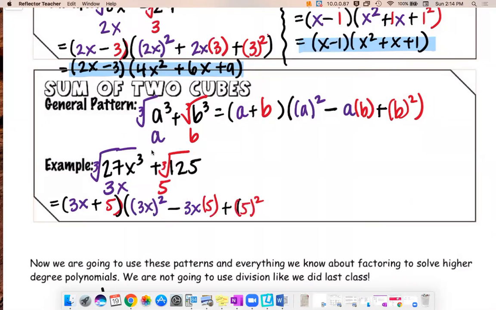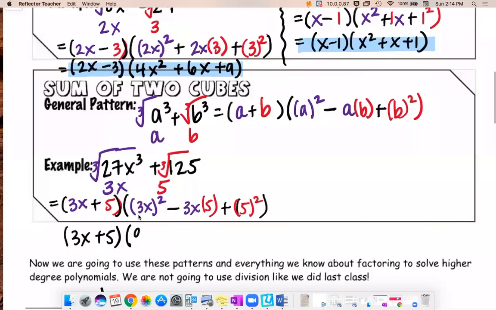squared. Okay, and then we do need to rewrite this a little bit. So your first parenthesis is just going to be 3x plus 5. And then if I take 3x and square it, 3 times 3 becomes 9, and then this is 9x squared. And then negative 3x times 5 becomes negative 15x. And then 5 squared is 25. So then this is going to be your final factor for that one. So then you're done right there.